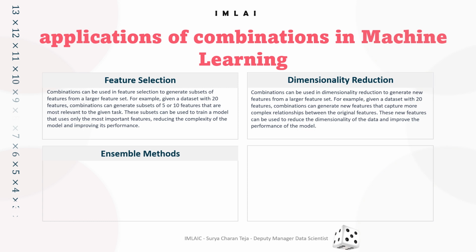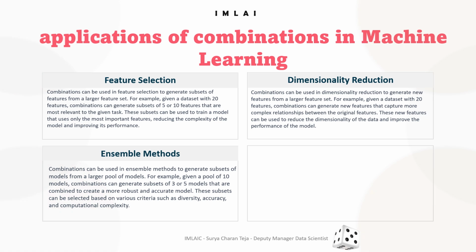So if you take up ensemble methods, combinations can be used in ensemble methods to generate subsets of models from a larger pool of models. For example, given a pool of 10 models, combinations can generate subsets of 3 or 5 models that are combined to create a more robust and accurate model. These subsets can be selected based on various criteria such as diversity, accuracy, and computational complexity.